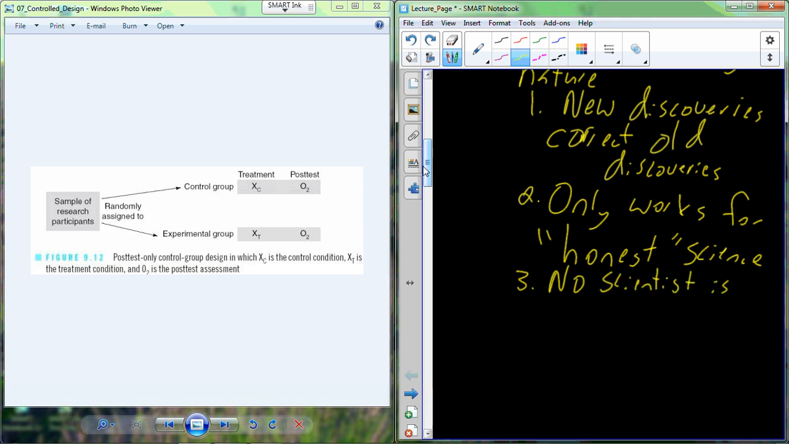no scientist is an island. We don't work in a silo. We work in a community, right? So even in BI-107 lab, you have lab partners and there are other groups, and it's okay for you guys to communicate with each other.